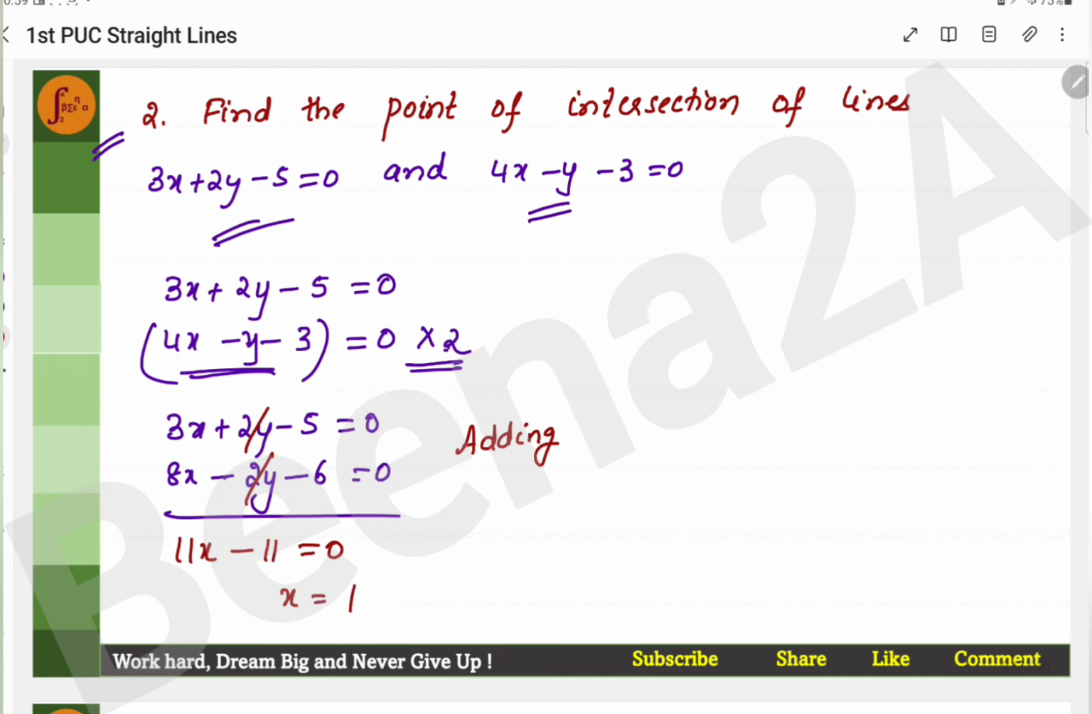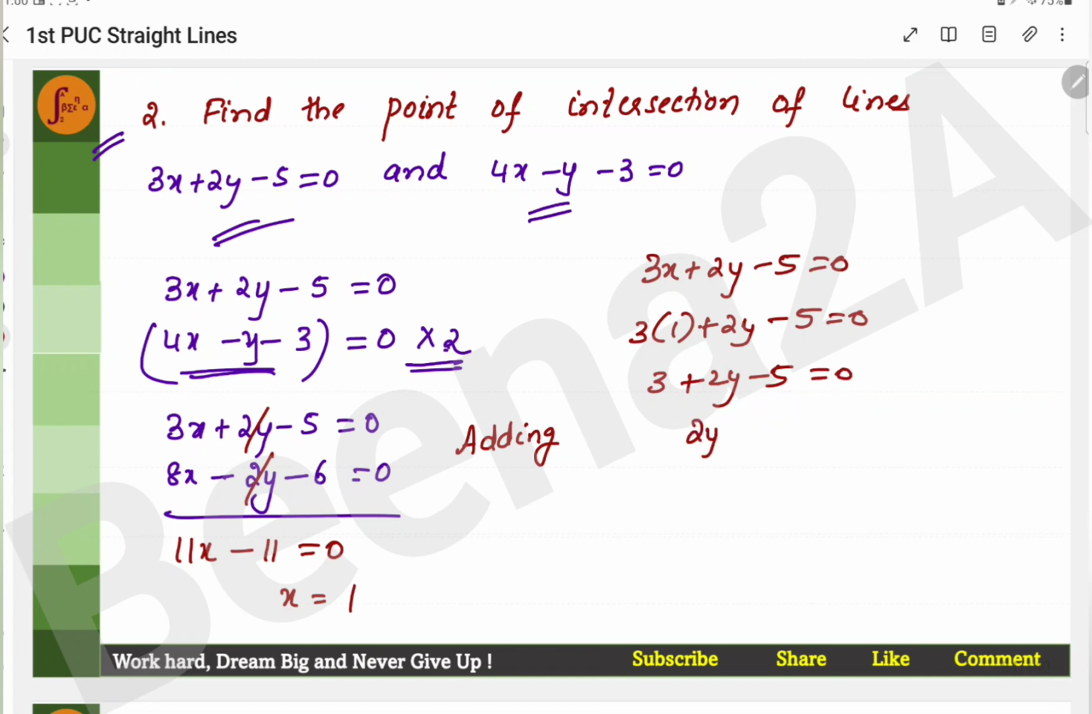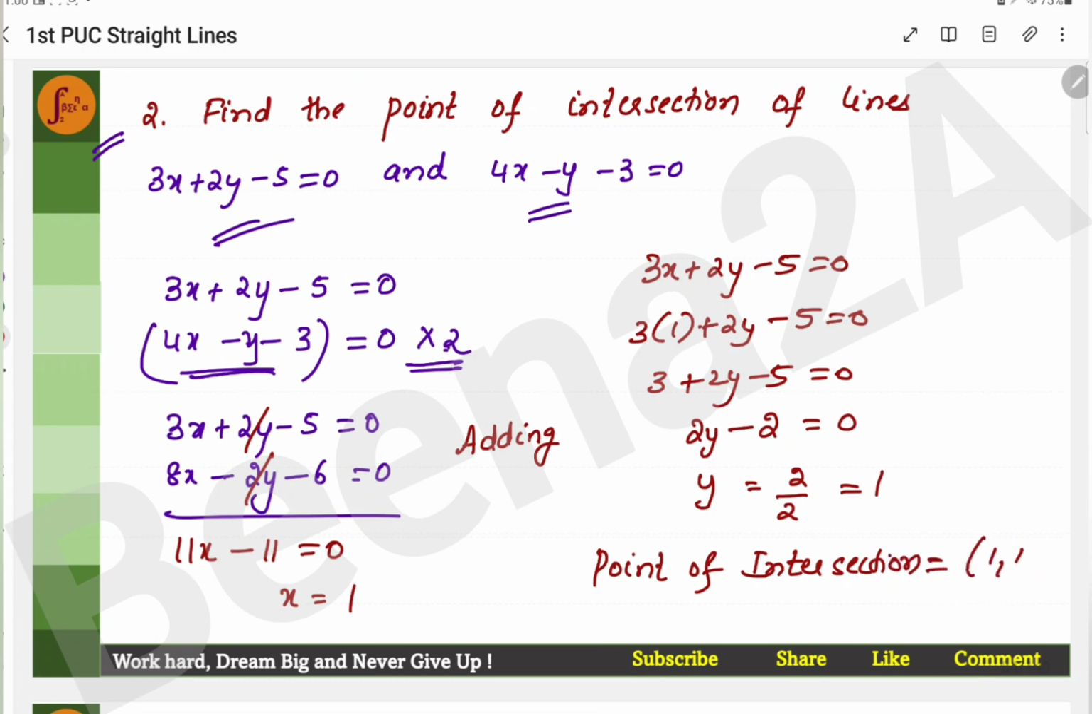Now I'll find the y value. I'll take any equation and substitute the x value and find the y value. So I'll get 3 plus 2y minus 5 is equal to 0. So 3 minus 5 is equal to minus 2. So I'll get y is equal to 2 by 2, which is equal to 1. So the point of intersection is (1, 1).